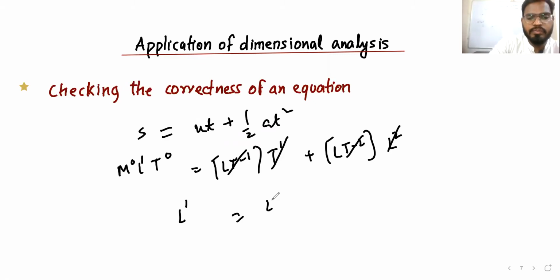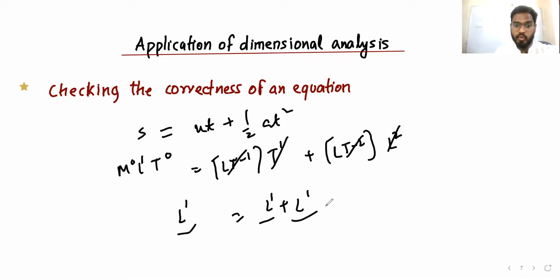This side also L to the power 1, and this is also L to the power 1, distance. Somebody will say 2L. No. Distance and distance is going to be the same only, right? So we can add distance and distance. So checking the correctness of an equation, we can do by application of dimensional analysis.